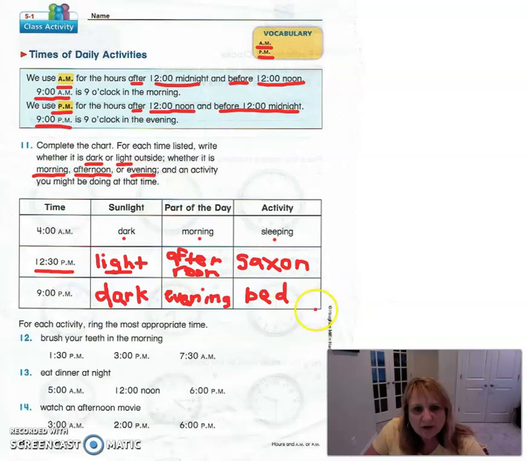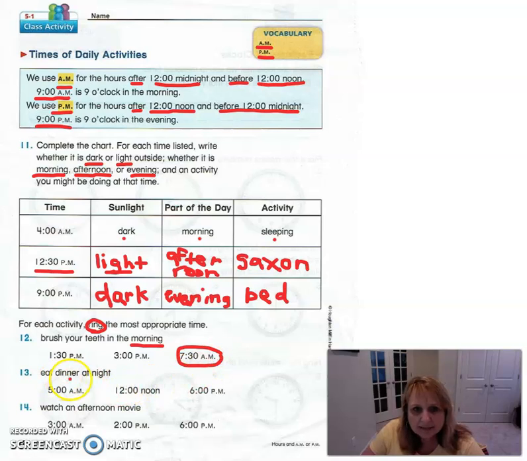Okay, let's move on to number 12, 13, and 14. It says, for each activity, ring, and that means draw a circle, around the most appropriate time. Brush your teeth in the morning. That's our clue word, morning. We know that morning is AM, right? Because it's after midnight and before noon. So if we're brushing our teeth in the morning, can't be PM, can't be PM. It would have to be 7:30 AM.